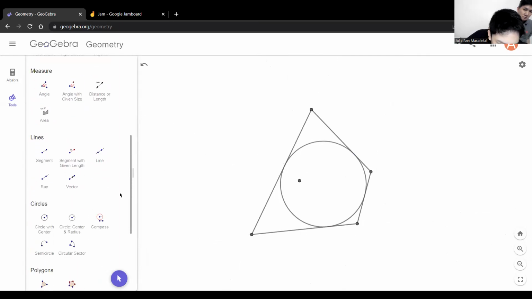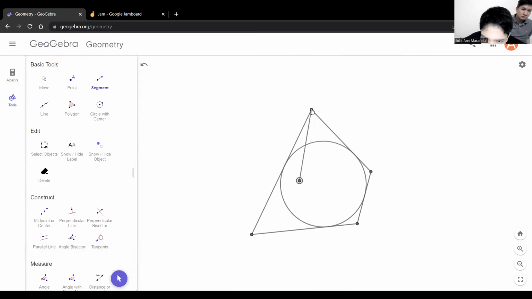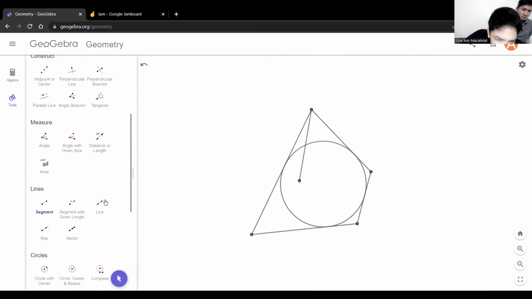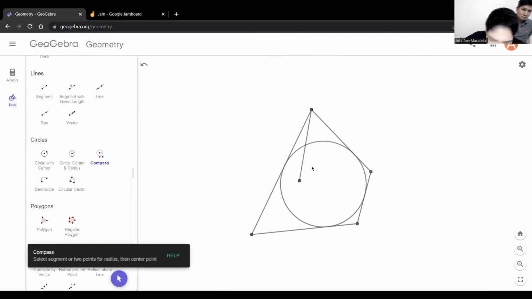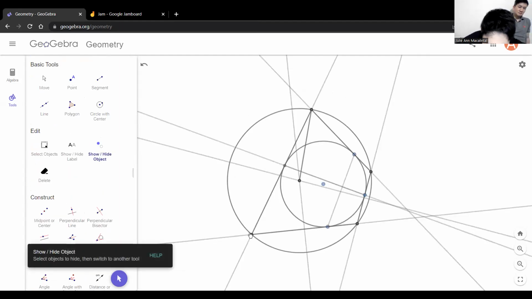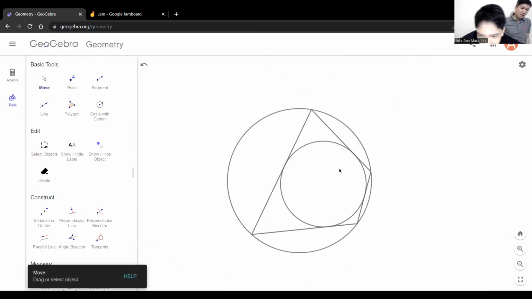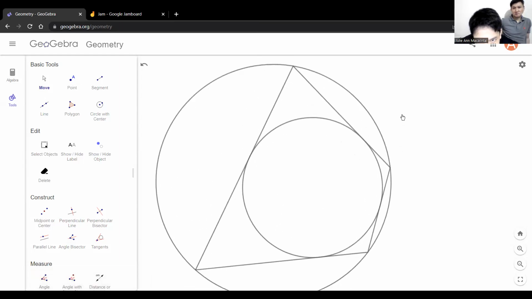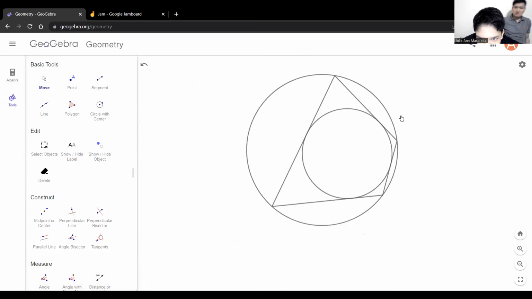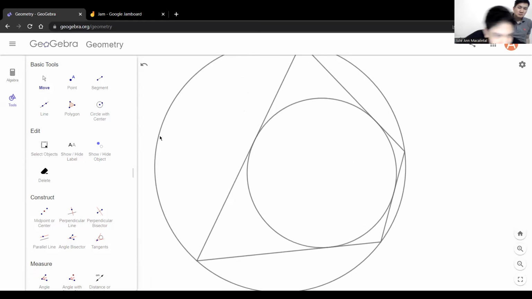Compass. I could just use the circle and eyeball it, but I will use the compass. The segment here is the radius, so compass, this line and the center. Nice. And now hide. Yes, and this is our bicentric quadrilateral. Easy construction. Let me enlarge it so everything is visible.